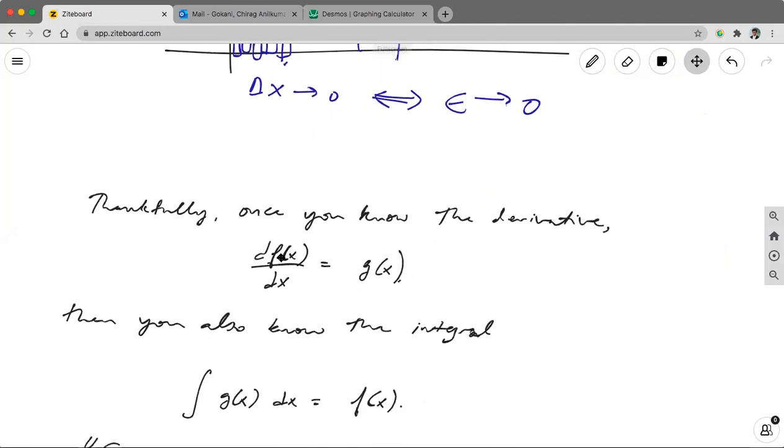Because if you know the derivative of f of x is g of x, by this idea of the inverse, you know that integrating both sides, the integral of g is f of x, right? This is the statement that the derivative is the inverse, or the integral is the inverse of the derivative. They're inverses of each other.